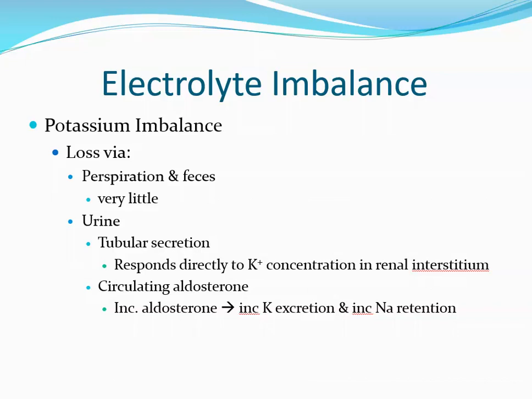How can we lose potassium? We lose small amounts through perspiration and through our feces. We lose the most potassium through urine, and one way is through tubular secretion. The kidney tubules respond directly to how much potassium is in the renal interstitium, and if there's too much in the renal interstitium, they will dump it or secrete it into the urine. If there is too much secretion, this can result in a loss.